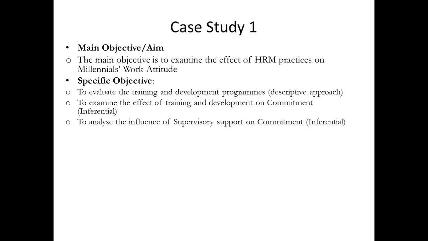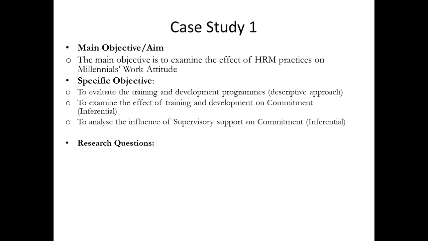It's inferential. And then the third one is to analyze the influence of supervisory support on commitment, right? It's also an inferential issue because you want to know whether the supervisory support that is being provided by the different banks or departments influences the commitment of the millennials. That's an inferential issue. You are linking two concepts together. This is what I'm talking about. It means that the first objective will not need a research hypothesis. It's only the last two objectives that will need research hypotheses, right?